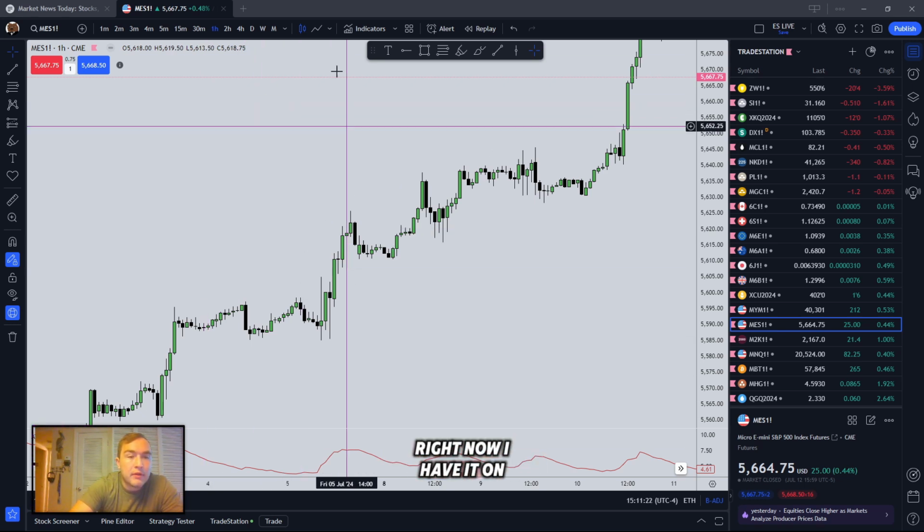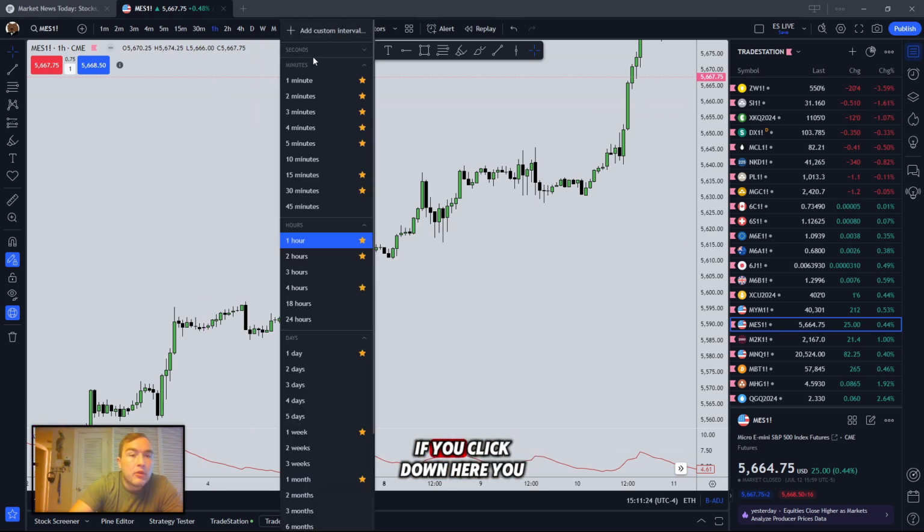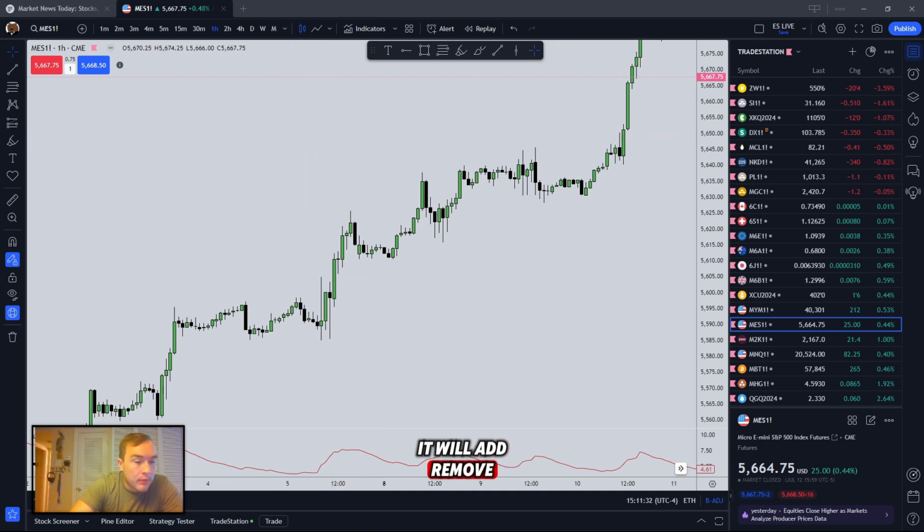But right now I have it on a 1-hour chart. If you click down here, you can see on the hour chart. If you click down on the intervals, you can see that if you just click that little favorite button, it will add and remove whatever time frame that you want.